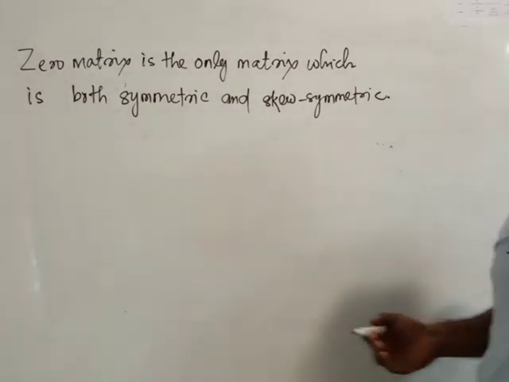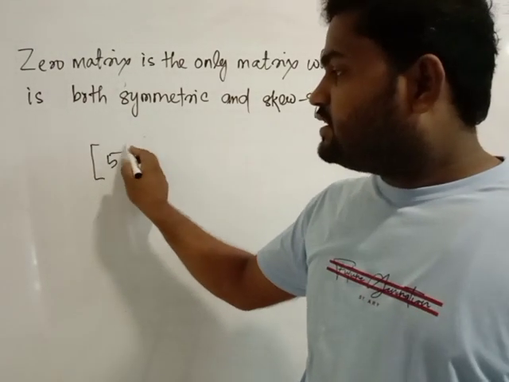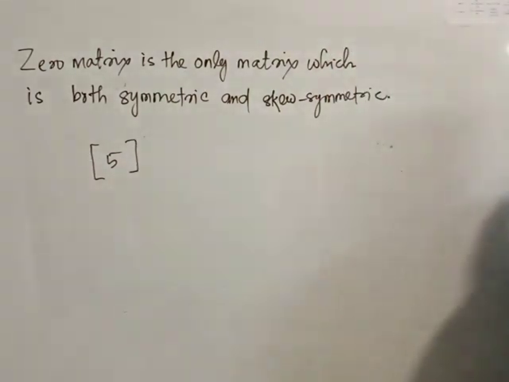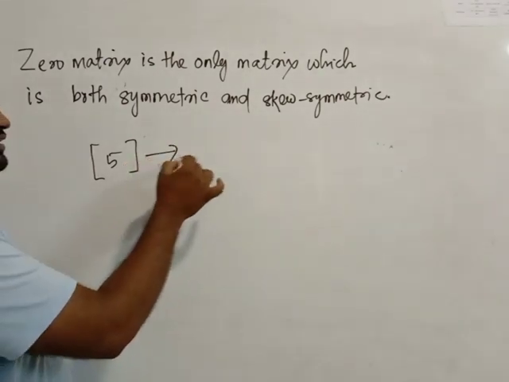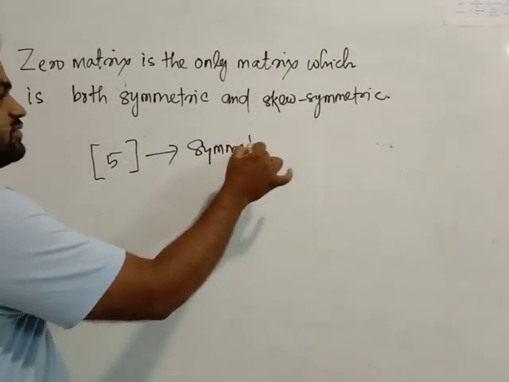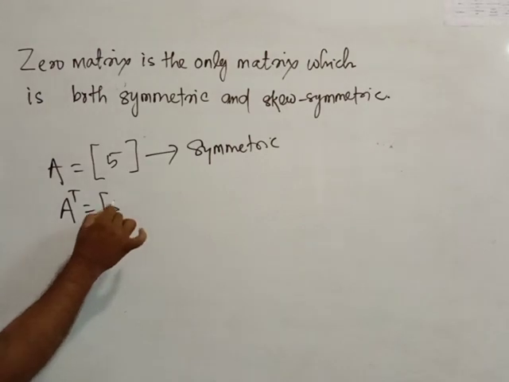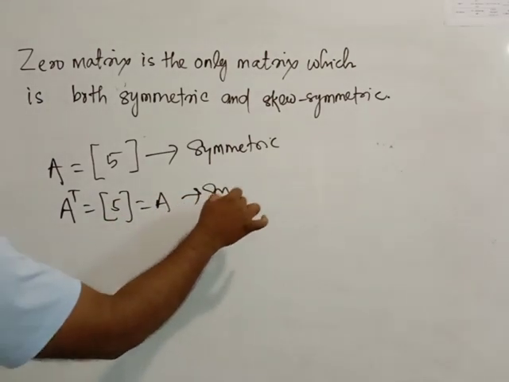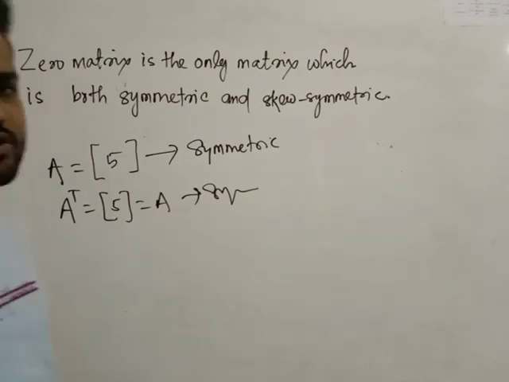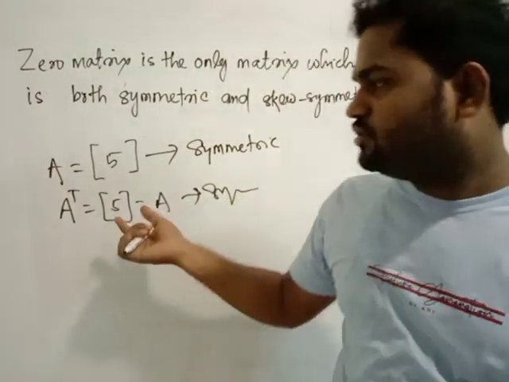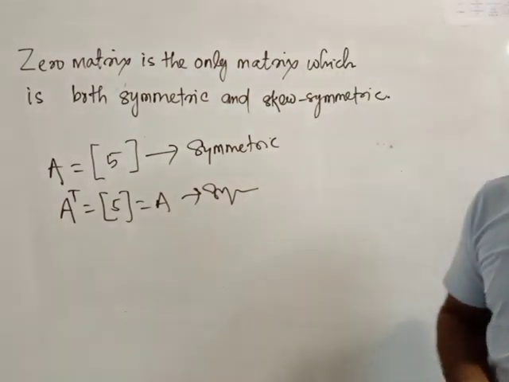Okay, wait. So what about this matrix? Is it symmetric or skew symmetric? This one is a symmetric matrix. Let this one be matrix A, then its transpose is also the same. So this one is symmetric because its transpose is equal to that matrix. A transpose is equal to A here. So A is a symmetric matrix.